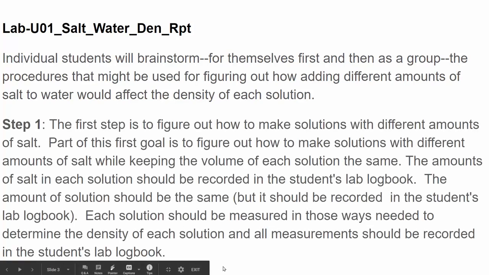So step one is to figure out how to make solutions with different amounts of salt. Part of this first goal is to figure out how to make the solutions with different amounts of salt while keeping the volume of each solution the same. That's the tricky part. Okay? Now, I don't expect you to get it right. I want you to do the best you can. Okay? Because that's what scientists do. We try it out. If it doesn't work, we try something else sometimes.